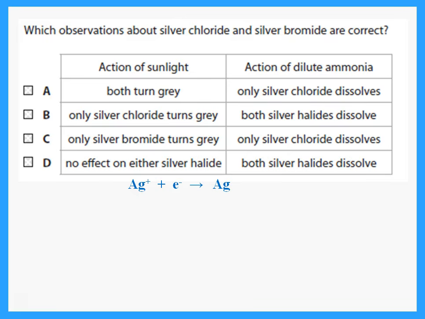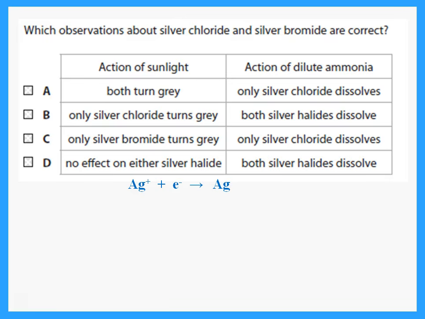Now, if you put them in sunlight, all the silver compounds will have the silver ions taking electrons, so they will form silver, and silver is gray. So this will happen for any of the silver halides. So actually both silver chloride and silver bromide, if you leave them in sunlight, will both turn gray.